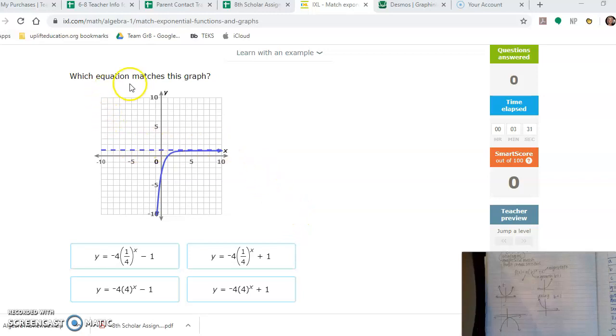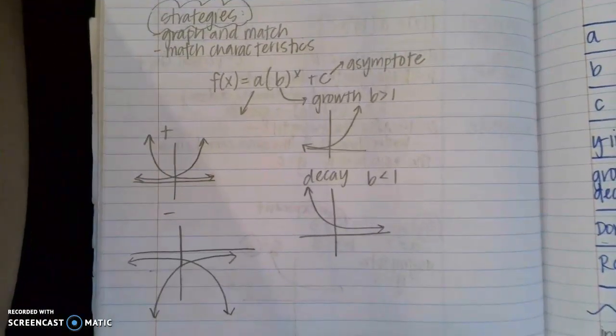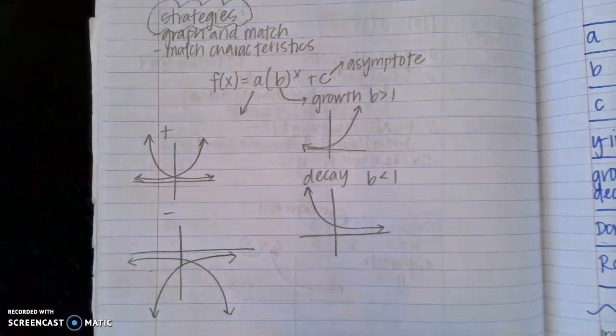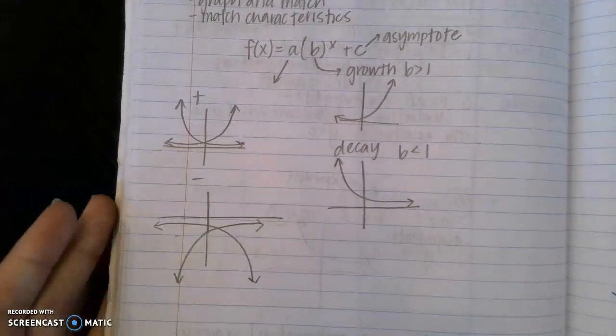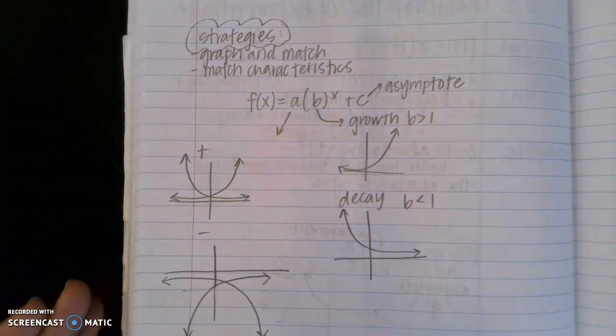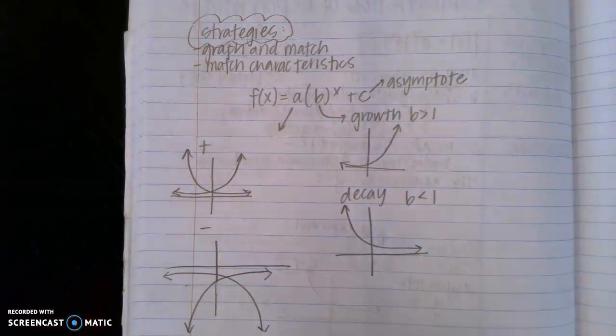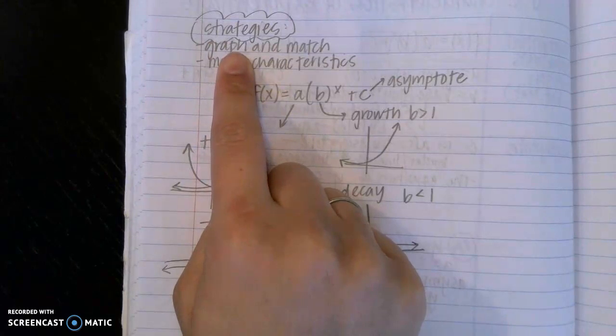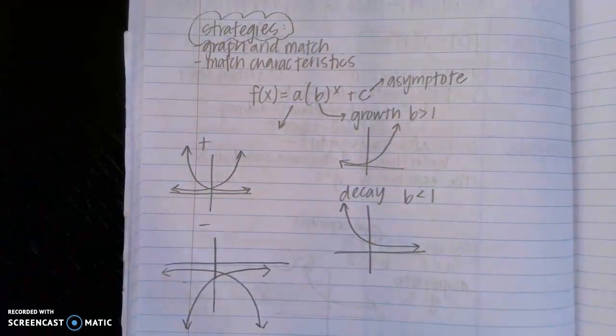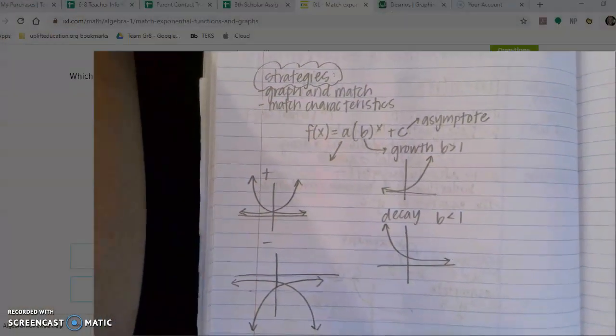It says which equation matches this graph, and then you're given the equation. Down here on the bottom are your answer choices, and then you're given the graph. On the other side of my notes from yesterday, I wrote out a little cheat sheet for you guys. A couple of strategies you could use to solve this would be to graph and match, so graph the equations in Desmos and match those. Let's do that as the first example.